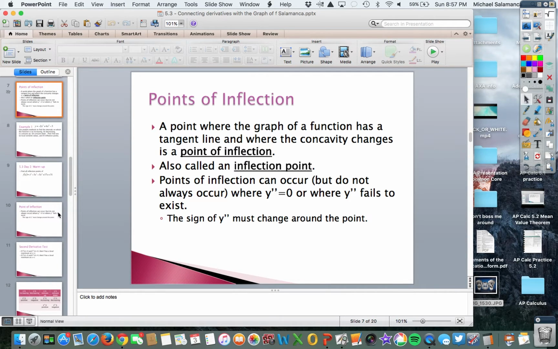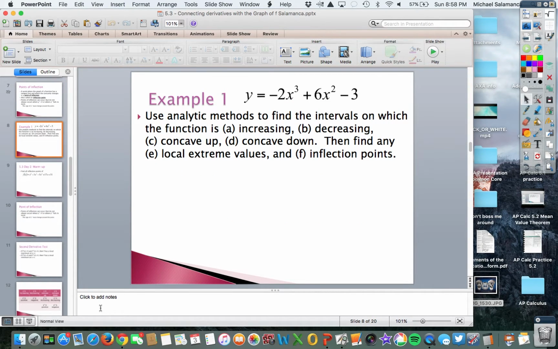Now, concavity tells us when the graphs are going upwards or downwards. Now, I told you we stopped at the middle point. Those points are called the points of inflection. It says a point where the graph of a function has a tangent line and where the concavity changes is a point of inflection, also called an inflection point. Points of inflection can occur but do not always occur where y double prime equals 0 or y double prime fails to exist. So the sign of y double prime must change around that point. So we'll do some practice together.